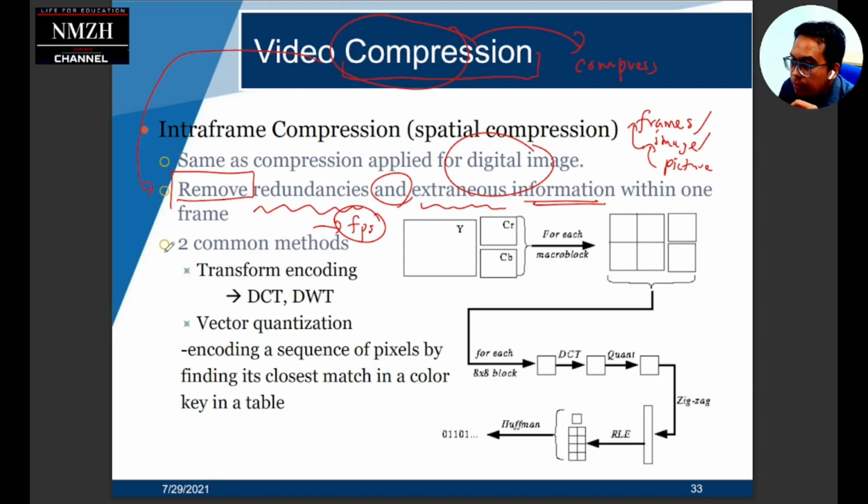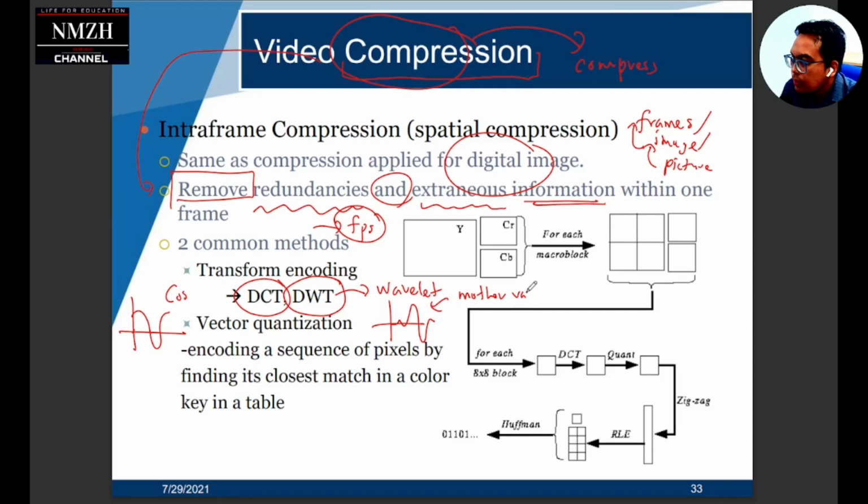Before that, let's take a look at the two common methods in video compression. Normally the transform encoding used here is DCT and DWT. DCT is cosine, and DWT is wavelet, which depends on the mother wavelet function. If you know about this, we also have a father function. That would be the idea of DWT and DCT.